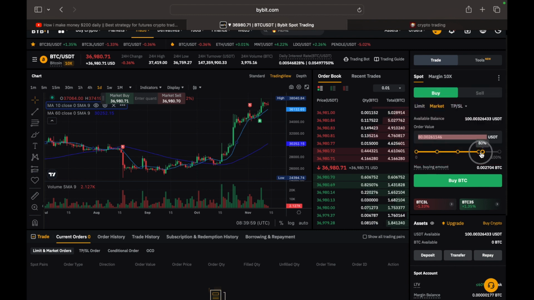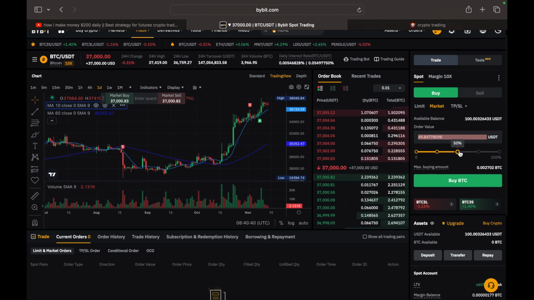So let's say if you want to spend 80% of the money that you have, meaning I'm just gonna spend 80% of this $100, I can simply put it exactly at 80% and click buy, and this order is gonna be executed or filled immediately, and I'm gonna get some Bitcoin on my wallet. If I want to spend, let's say, 50%, I can simply swipe right here and put 50%. I'm gonna buy Bitcoin worth 50% of the money that I have, meaning that I'm gonna spend only $50 out of this $100 that I have on my wallet.